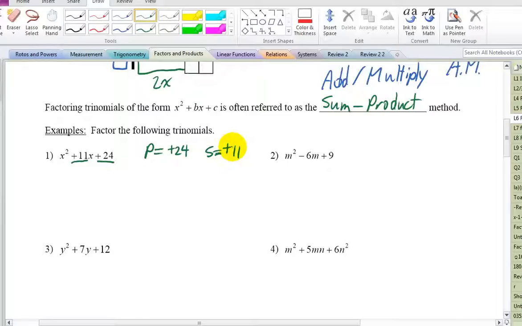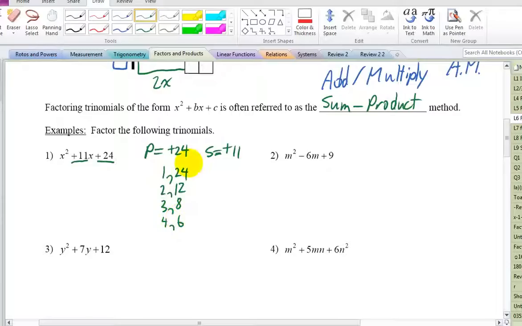Now, if you do that at the same time, it's not going to work. So let's just think about the product. Numbers that multiply to 24. 1 and 24, 2 and 12, 3 and 8, 4 and 6. That's exactly what you have to do. You got to think about all those numbers. So that's the starting point. Come up with the factors.